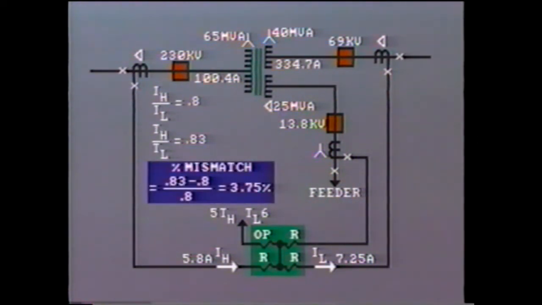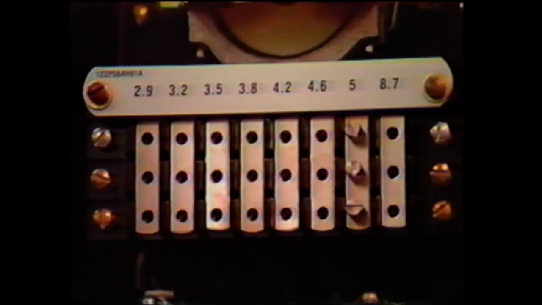Our mismatch can now be calculated as 0.83 minus 0.8 divided by 0.8, which equals 3.75%. This is well within the transformer differential relay restraint setting. A similar calculation would now be made for the tertiary, using 25 MVA as the base. At times, the mismatch may be too high for good reliability, even when using the whole range of taps. In this case, it may be necessary to use auxiliary CTs in the main CT secondary circuit.